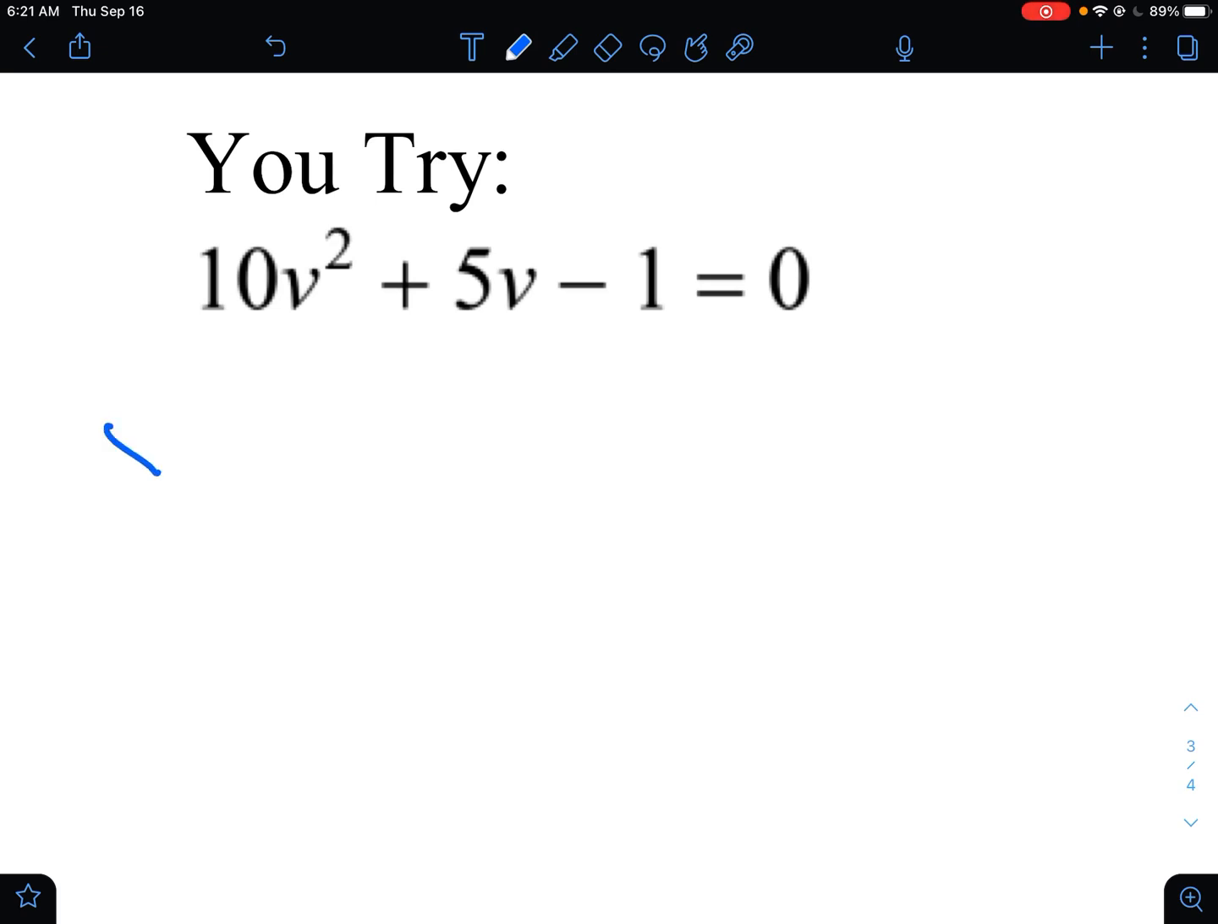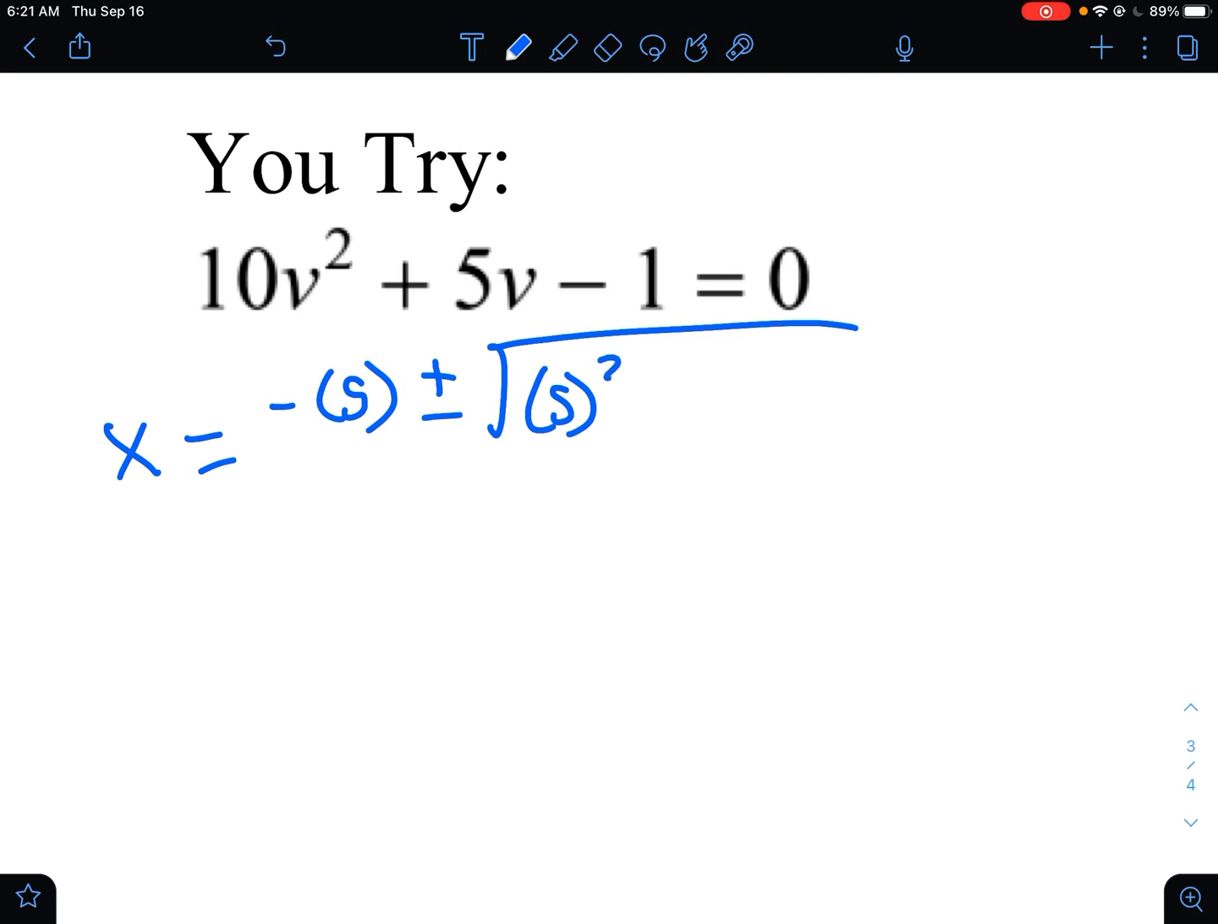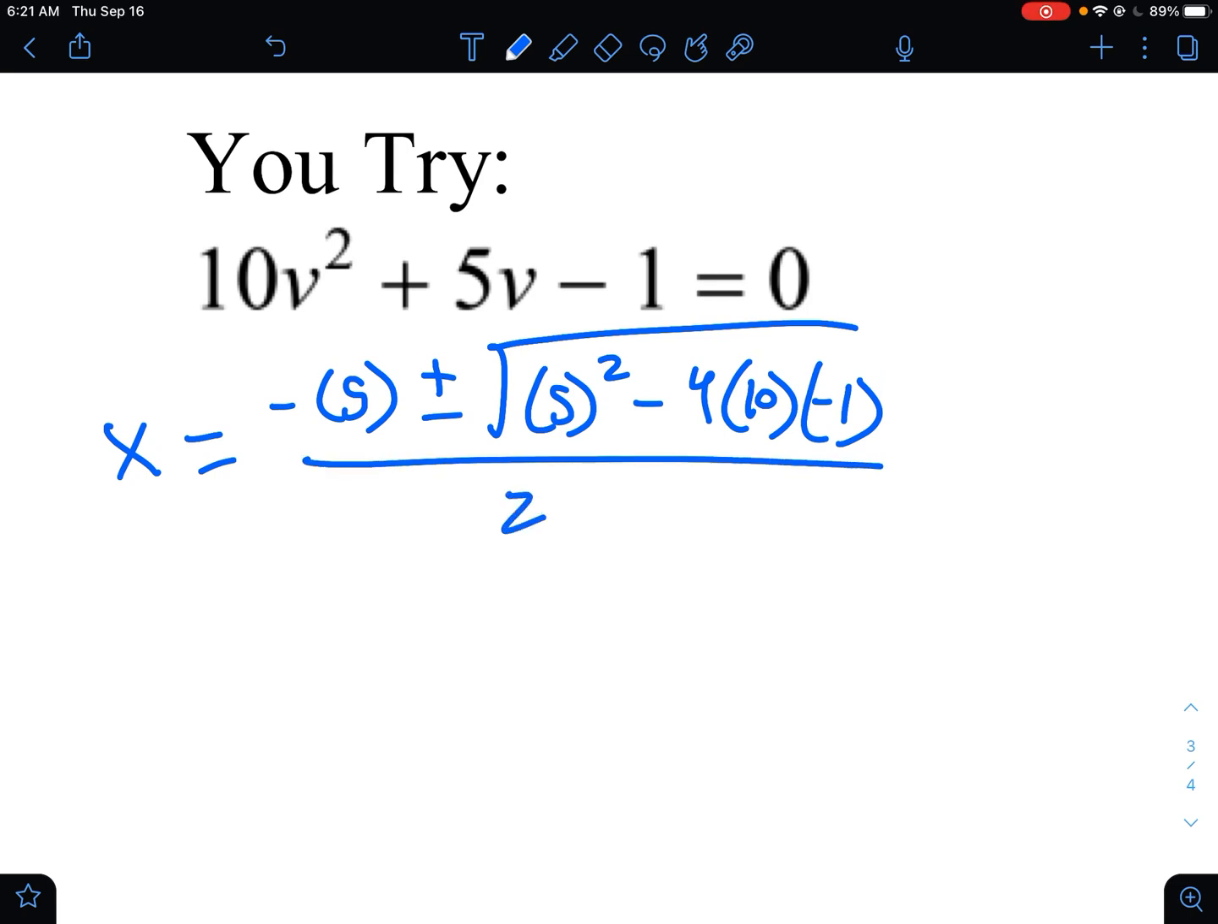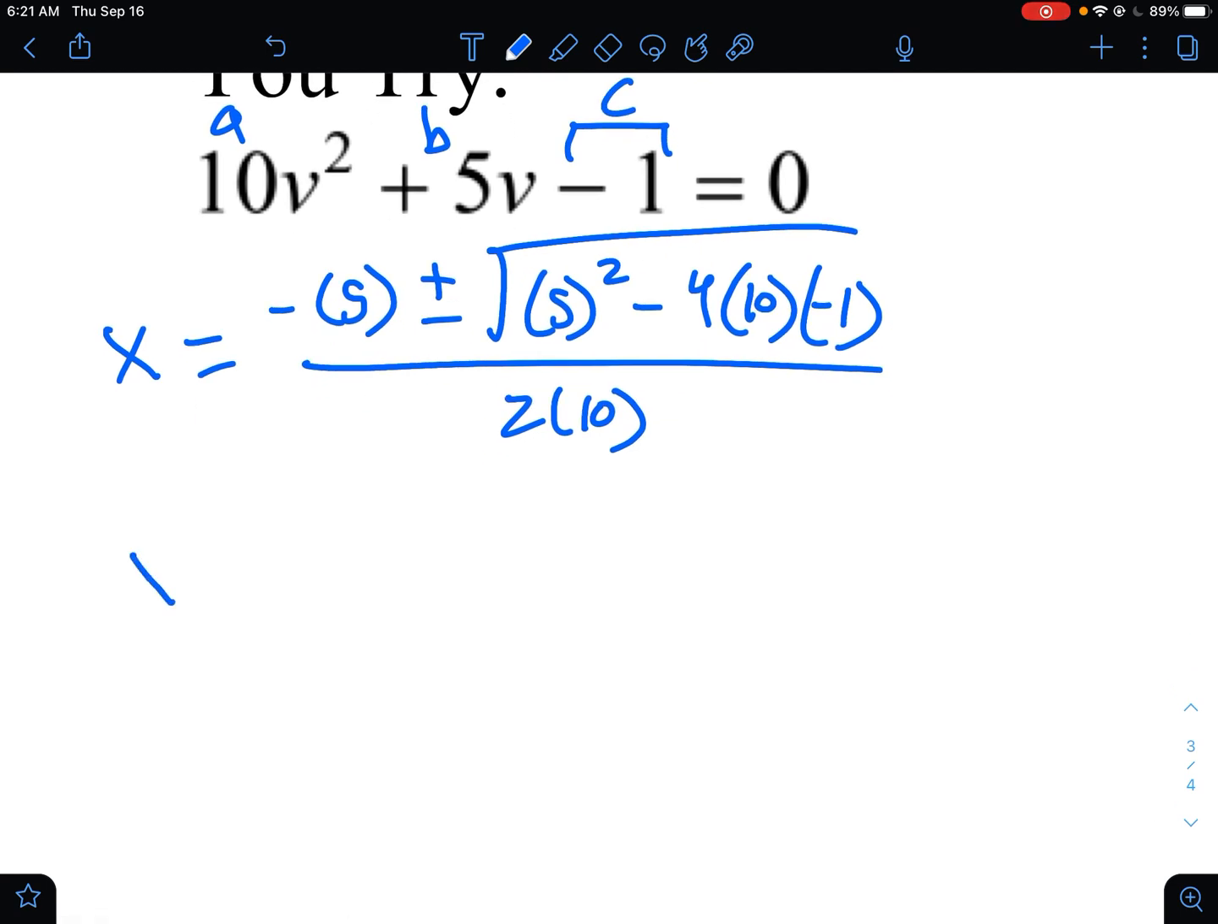All right, how'd it go? Did you do x equals -5 plus or minus the square root of 5 squared minus 4 times 10 times -1, all over 2 times 10? That's how you should have plugged it in, because A is 10. B is 5, and C, remember, take signs with it, so C is going to be -1. And the rest of this is going to be simplifying.